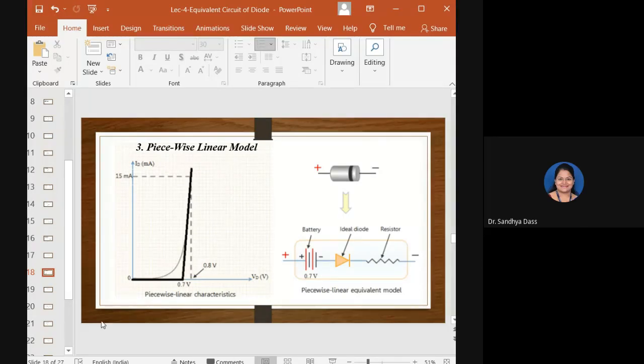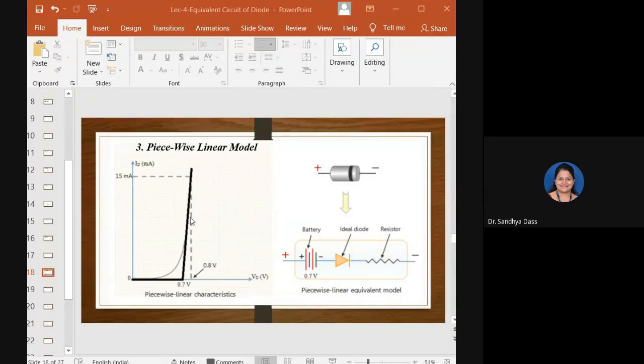So, moving on to the piecewise linear model. As the name indicates, this is a model in which the characteristics of the diode are approximated by piecewise linear line segments. Now consider the straight line in the piecewise linear characteristics. A straight line indicates constant slope, right? If the values are slightly varying and it is not linear, then you will have some slope in the plot, isn't it?